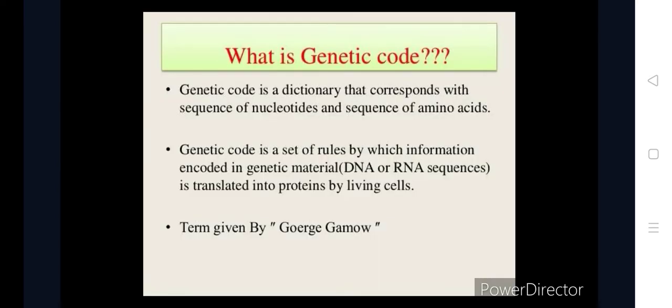The genetic code is a dictionary that corresponds a sequence of nucleotides to a sequence of amino acids. The genetic code is a set of rules by which information encoded in genetic material, or shall we say the DNA or RNA sequences, is translated into proteins by living cells. The term genetic code was given by George Gamow.